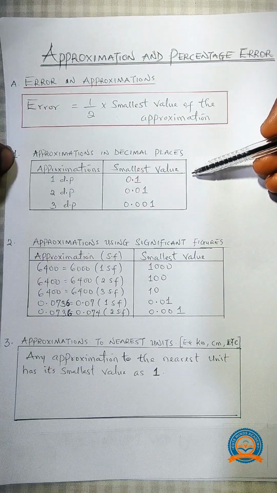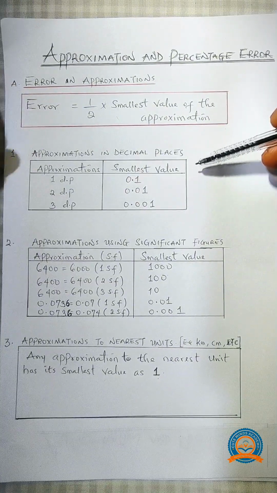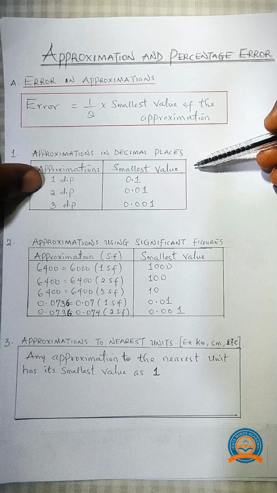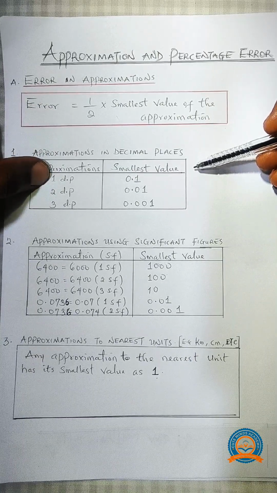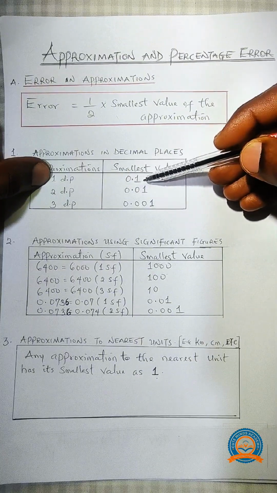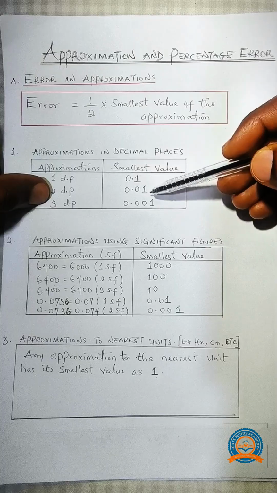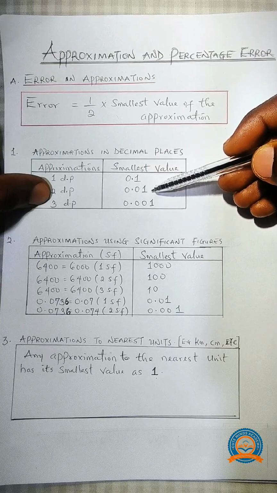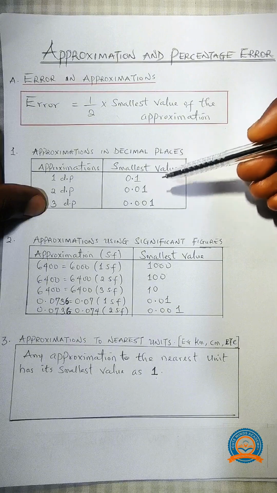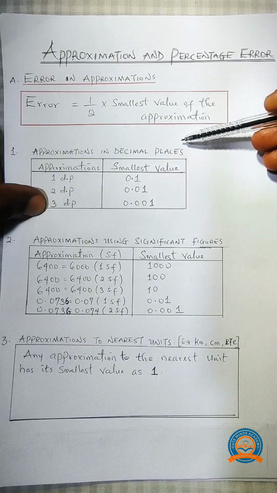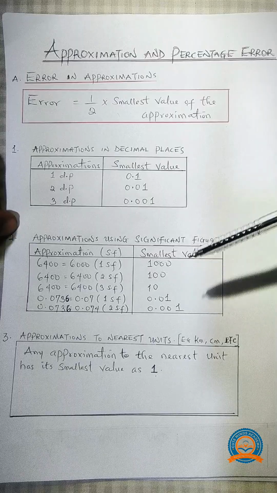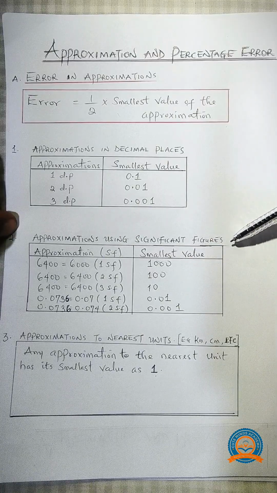The first one, if we are given an approximation using decimal places, that is, digits after the decimal. If a number is rounded to one decimal place, then the smallest value of such approximation is 0.1. For two decimal places, the smallest value is 0.01. And for three decimal places, the smallest value is 0.001.